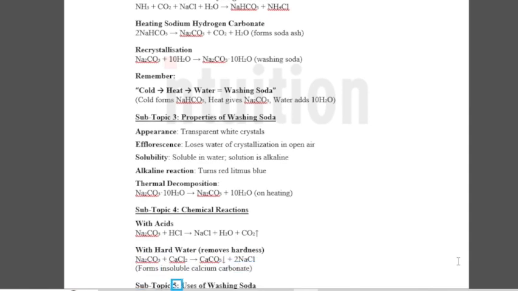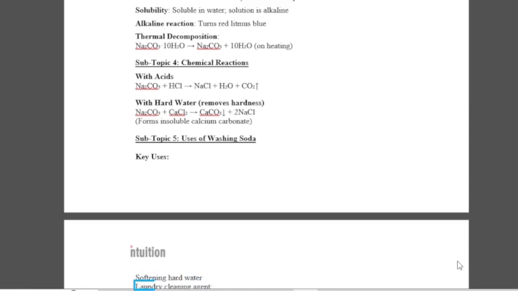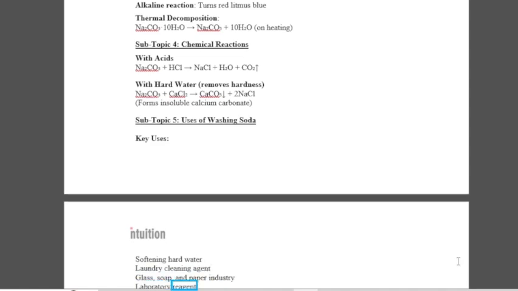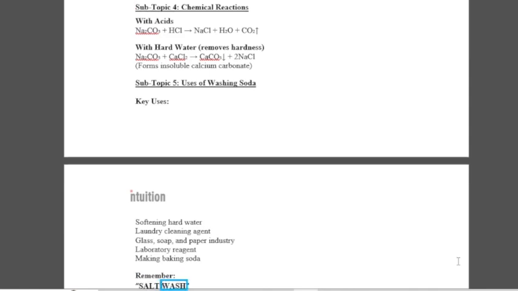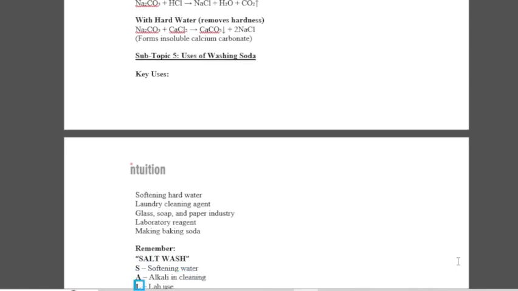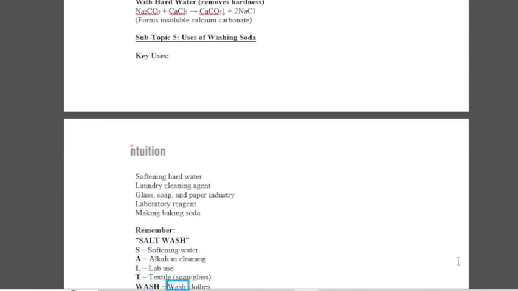Subtopic 5. Uses of washing soda. Key uses: softening hard water, laundry cleaning agent, glass, soap, and paper industry. Laboratory reagent, making baking soda. Remember, SALT: S, softening water; A, alkali in cleaning; L, lab use; T, textile, soap, glass. Wash clothes.